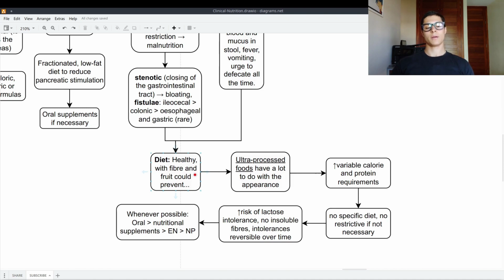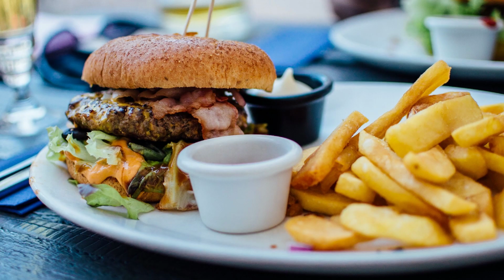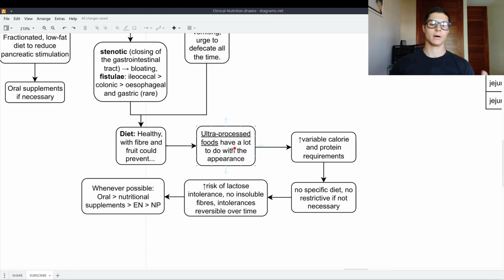Diet, healthy, with fiber and fruit. You have to know that ultra-processed foods have a lot to do with the appearance and occurrence of these diseases. The protein and calorie requirements are very variable. There's no specific diet to these. It doesn't have to be restrictive if it's not necessary.